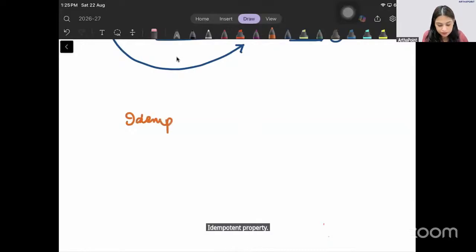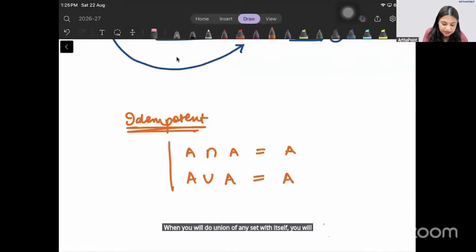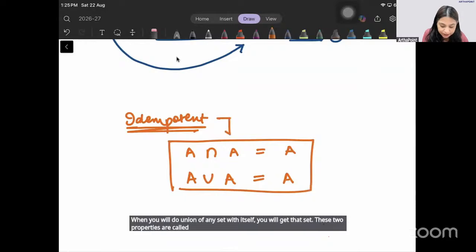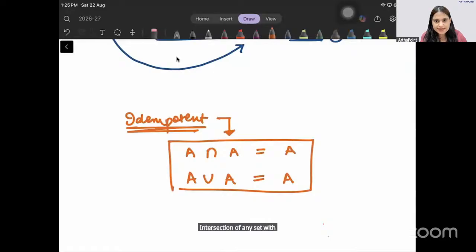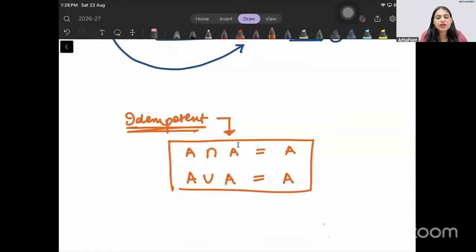Right? Now, next thing is called the idempotent property. किसी भी सेट का इंटरसेक्शन उसके साथ करने पे वही सेट आएगा. When you do intersection of any set with itself, you get that set. When you do union of any set with itself, you get that set. These two properties are called the idempotent property. Intersection of any set with itself gives that set. Union of any set with itself gives that set. This is called the idempotent property. A intersection A, that is basically, as I said, idempotent.